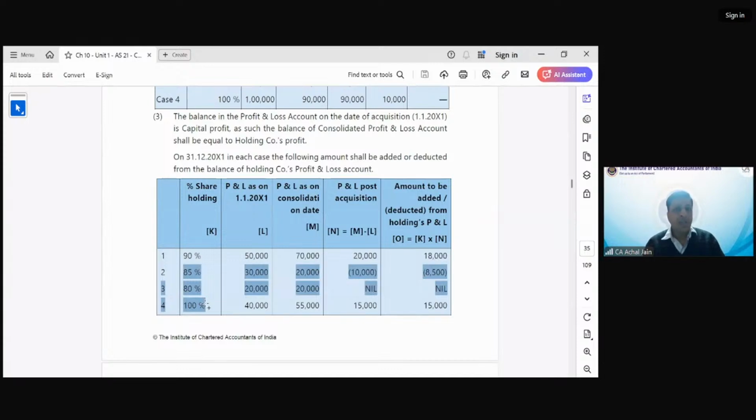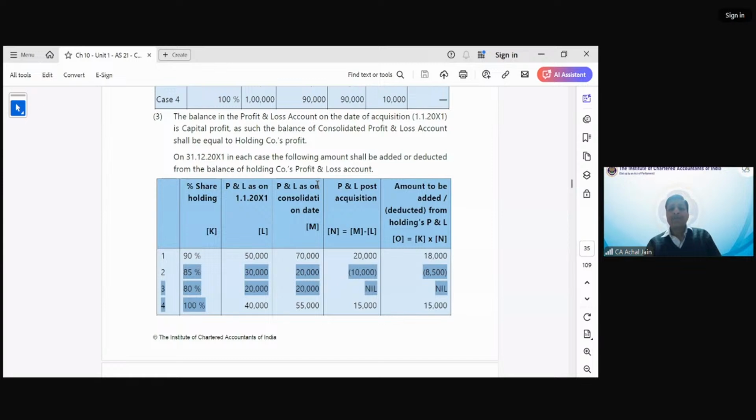Everyone clear? Any questions, any doubts on this? Then we can just move on to another question. No, everyone clear? All right.